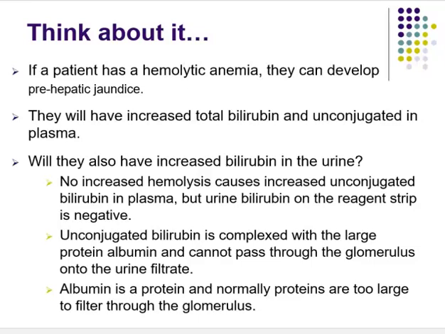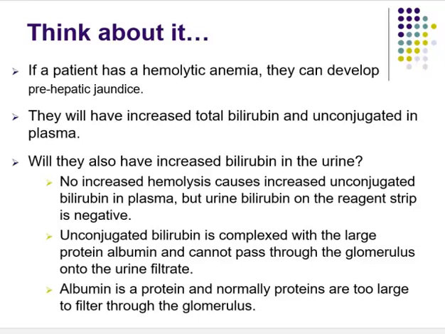So we have a think about it situation here for our prehepatic patients. If a patient has hemolytic anemia, they will develop prehepatic jaundice. They will have increased total bilirubin and unconjugated bilirubin in the plasma, but will they have increased bilirubin in the urine? The answer is no.